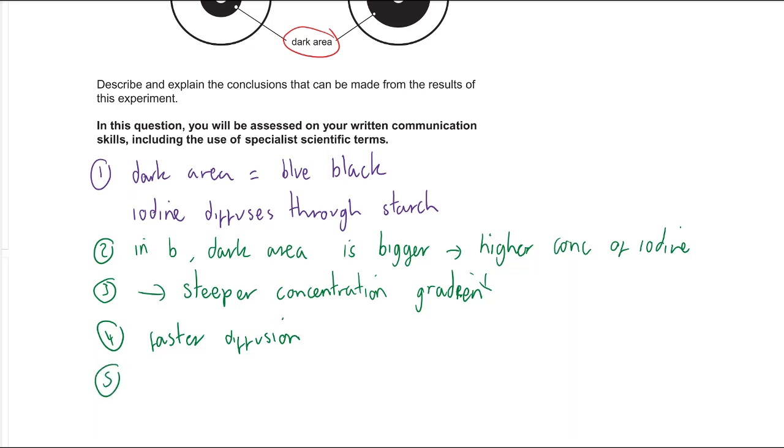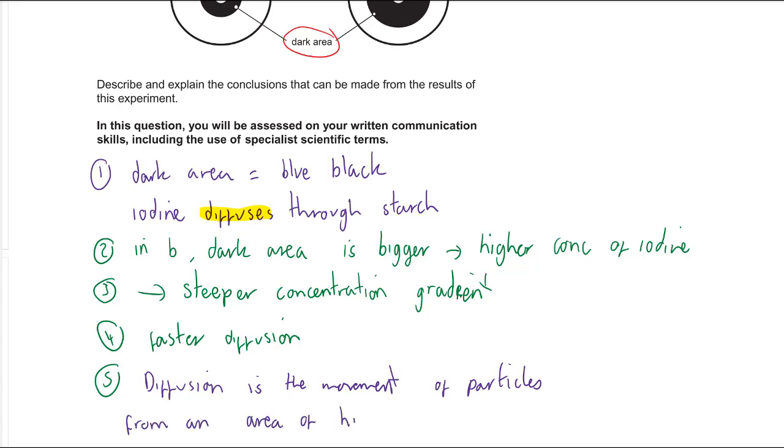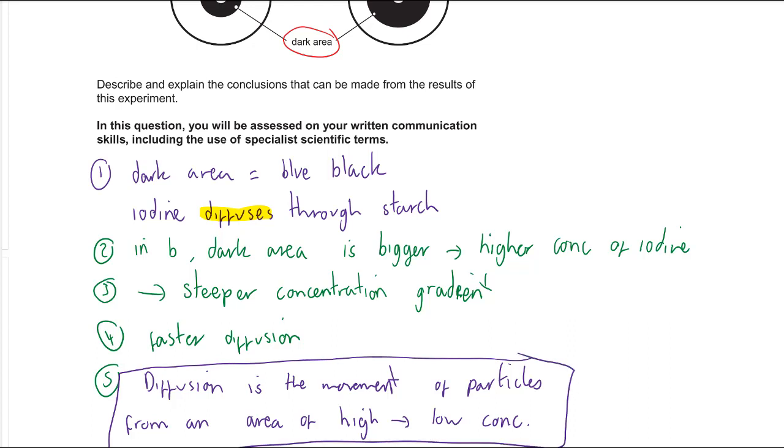And the final thing is, anytime you are saying anything about diffusion, describe what diffusion is. Diffusion is the movement of particles from an area of high concentration to low concentration. And that's how you would answer questions about diffusion. Most of the time, if you're answering a question about diffusion, part of the mark scheme will be looking for you to explain and show that you know what diffusion is.